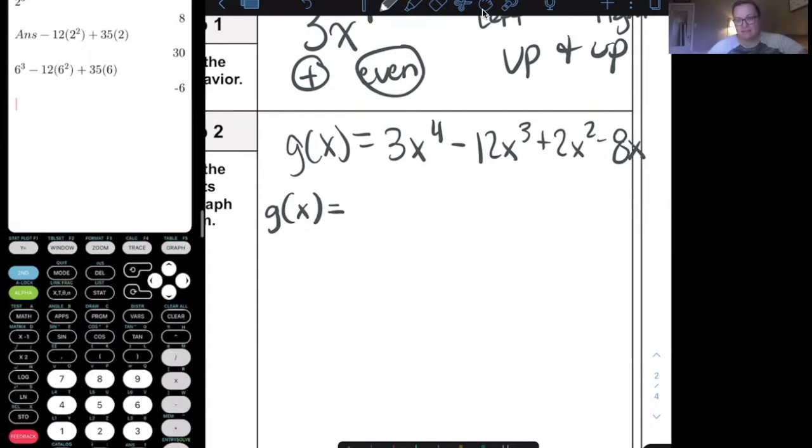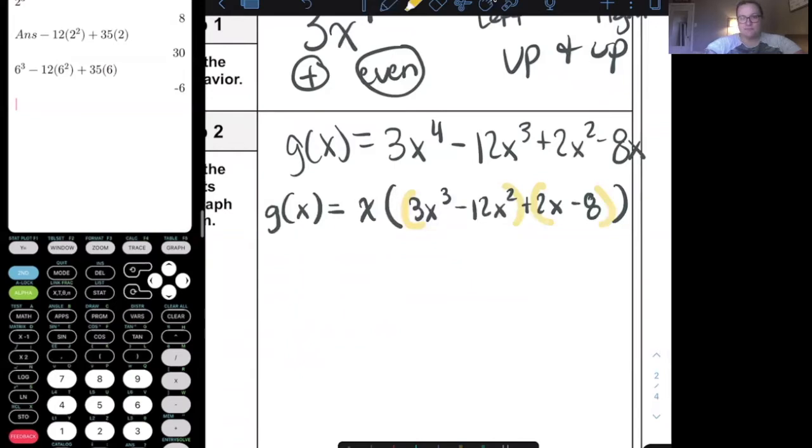I'll give you a hint to get you started. Factor out an x first. You're going to have 3x cubed minus 12x squared plus 2x minus 8. Then because you have 4 terms, factor by grouping. Put the first 2 in parentheses, the second 2 in parentheses, and a plus sign in between, and factor from there. So find those x-intercepts, press pause, and then press play when you're ready to check your work.